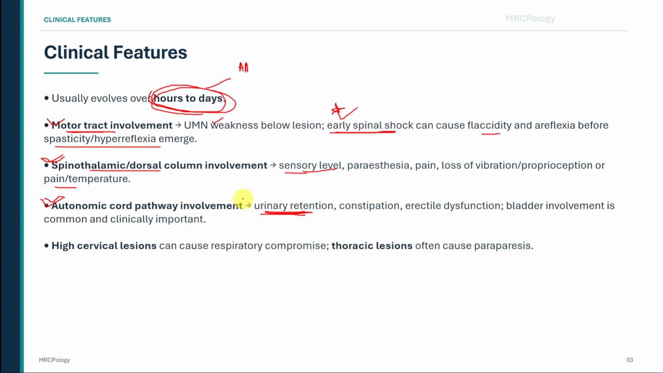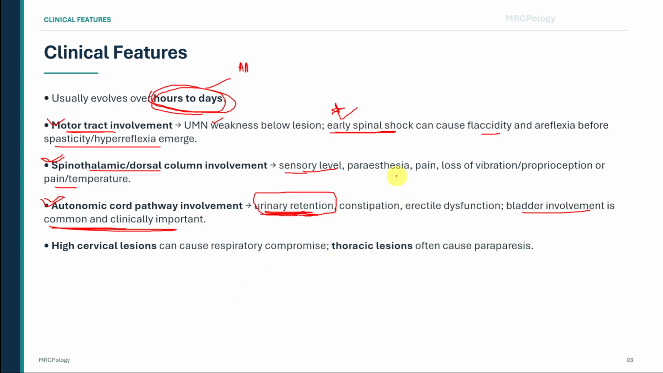Pain, paresthesia, altered sensation, and a sensory level are common. Bladder involvement is not a minor symptom. It is a major localizing clue and a major management issue. Urinary retention may need urgent catheterization, and immobility creates risks of venous thromboembolism and pressure injury.